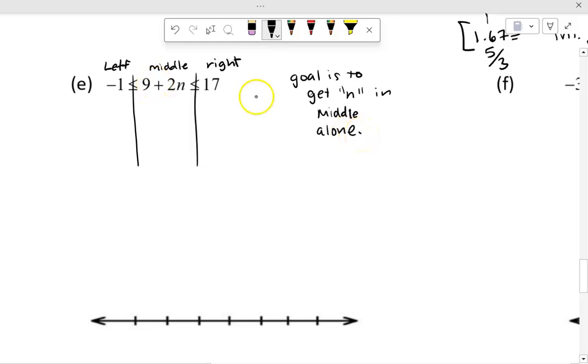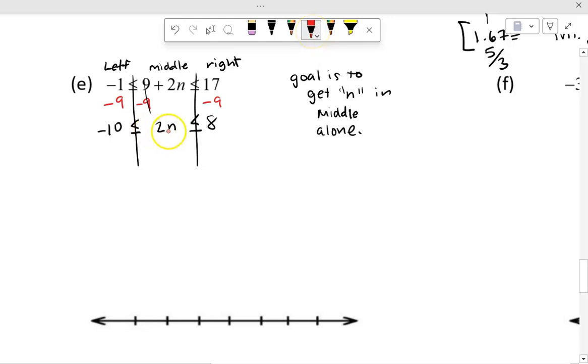We want to get rid of the 9, we want to get rid of the 2, and we're going to solve it like a normal equation, other than the fact that it does have to be all three sides that we deal with when we solve. So if I subtract a 9 from the middle, I need to subtract a 9 on the right and on the left, which leaves me with -10. Bring your sign down with you every time. My 9 minus 9 went away, so 2n is the only thing left in the middle. Bring your sign down again. 17 minus 9 is 8.